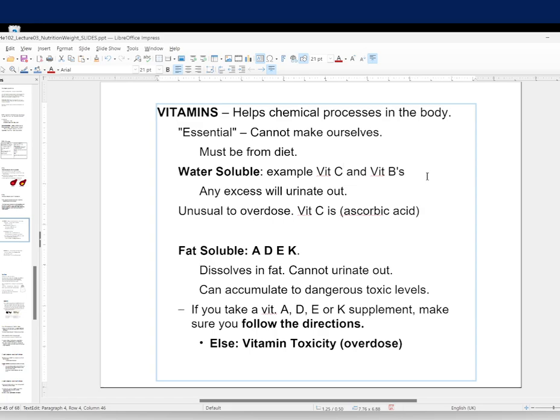Vitamin C is ascorbic acid. And guess what happens when you take too much acid? You acidify your blood, and your body is expecting a pH in the neutral range. Making your blood acidic causes issues. But only temporarily, because eventually this acid will get peed out because it's water soluble.